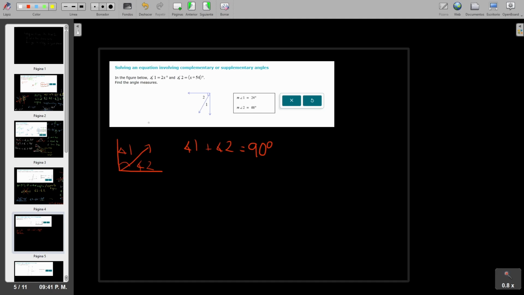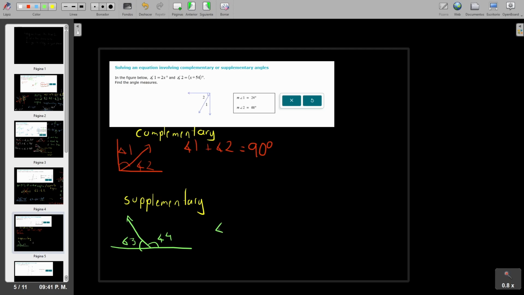And this is complementary. Now we're going to the supplementary, which means its angles are going to be a flat line divided by a line. In this case, I'm going to name this angle 3 and this angle 4.